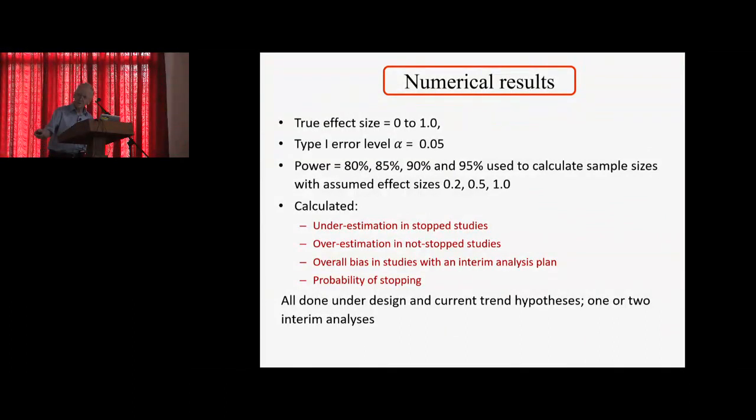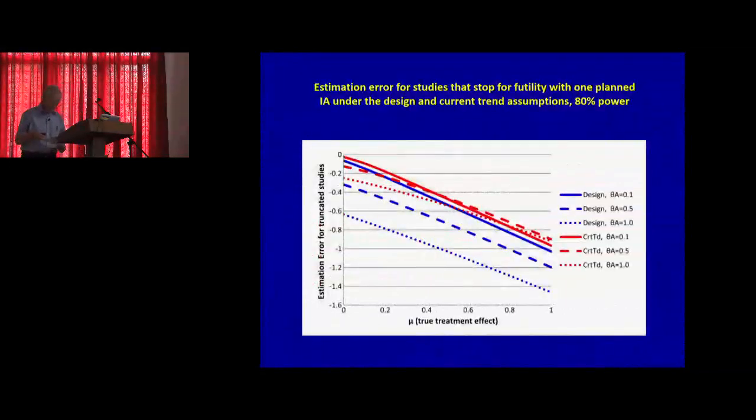Here are the 4 items that we calculated for all of those scenarios, and we did that under the 2 hypotheses, either assuming that the design effect was correct, the design is what's in the protocol for your delta, or having the current trend as the assumption of future data. And we also looked at 1 or 2 interim analyses. We actually cranked those out numerically. So here's one of the typical results.